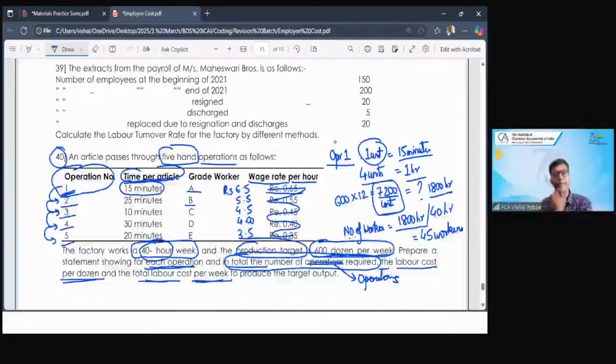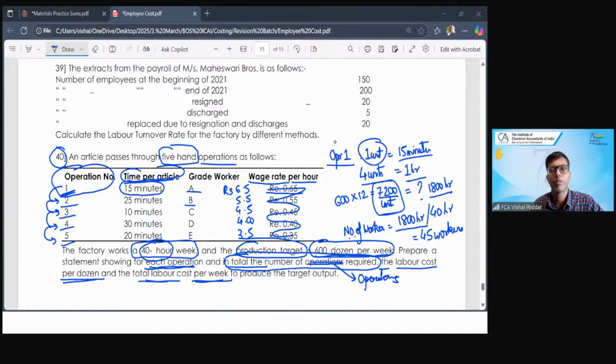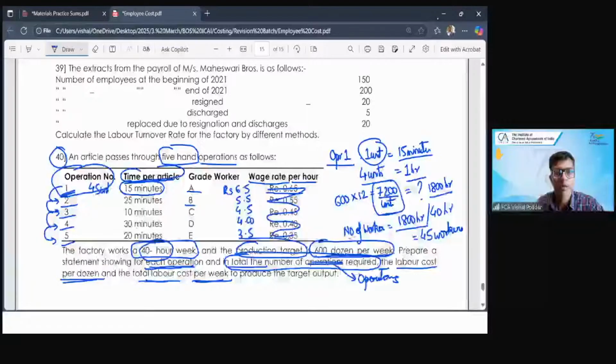Just I'm changing because these are very beautiful sums, but from some very old books. Okay, Shant has given me something, 75 and 30. So here I have got 45 workers. Okay, Shant is giving me 70 workers here. And he's saying 30 workers here. Okay, correct. You're right. 3 and 5.